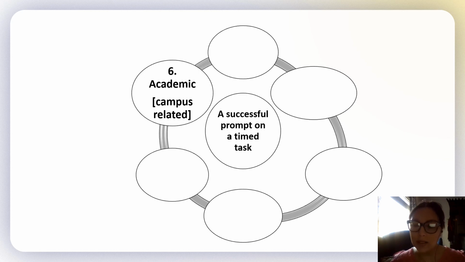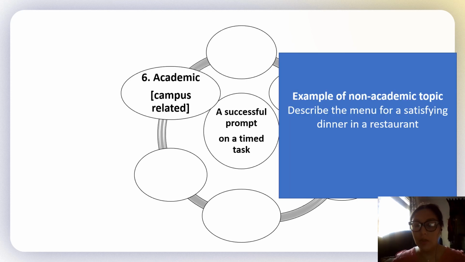Finally, the topic we ask on the TOEFL needs to be academic in nature. And by academic, I don't mean very scientific journal research papers. I basically mean something that's campus related that you would expect students at university to be able to write about. And again, this is one that might not apply to your context if you're in a school environment, teaching general speaking and writing, and not academic. An example of a topic that we would not include on TOEFL iBT or any academic test would be something along the lines of "Describe the menu for a satisfying dinner in a restaurant." Might be a good prompt for a general English test, but not for an academic English test, which the TOEFL measures.